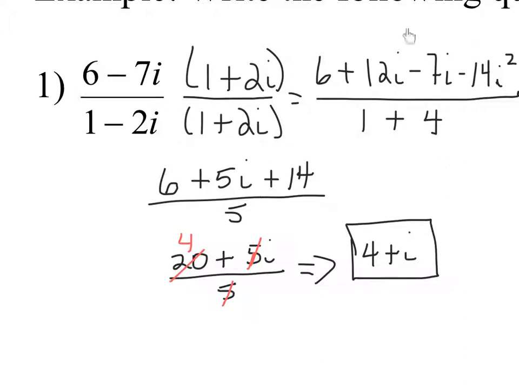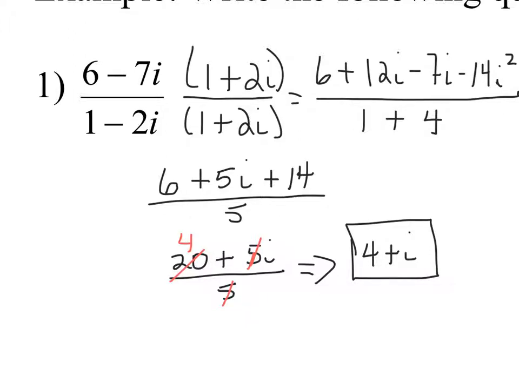All right, then I need to simplify this. So I come down here and I wrote 6 plus 12i minus 7i is 5i, minus 14i squared is actually plus 14, because remember, i squared is negative 1. So this is like a negative 14 times a negative 1. And negative 14 times a negative 1 is a positive 14. So I wrote this positive 14 right here.